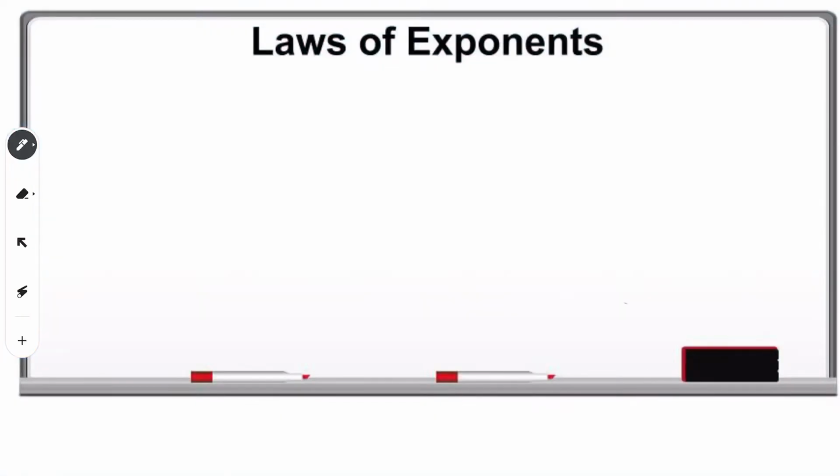But first, I want to remind you guys of something called the laws of exponents. This is the first thing we learned in 8th grade, second week of school in September. First thing I taught you guys, oh my gosh, I'm about to cry.